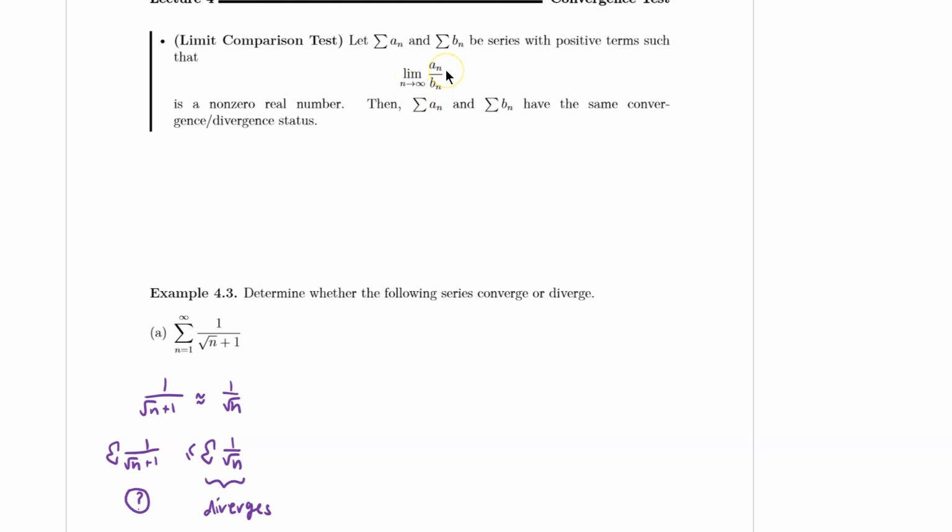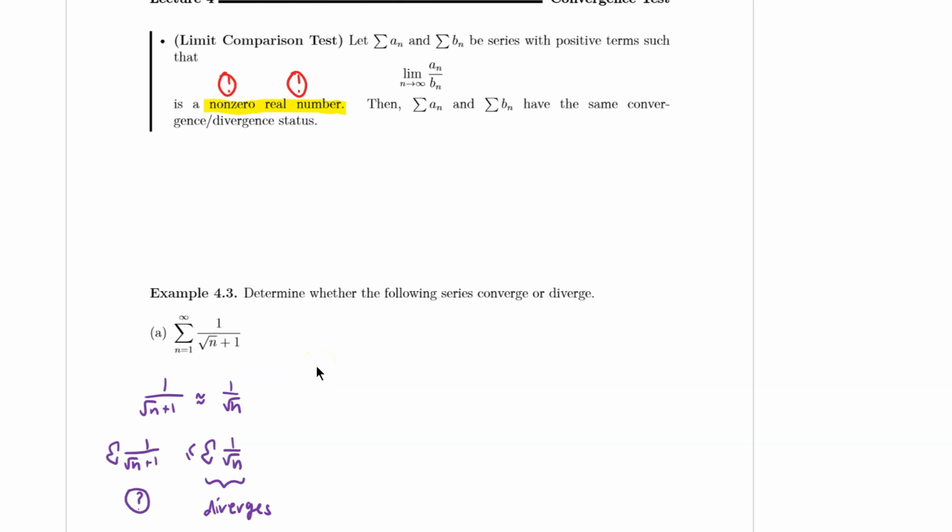If this limit turns out to be a non-zero real number, and this is important, it has to be non-zero, it cannot be zero, and it has to be a real number, it cannot be infinity or negative infinity. It can be any number. It can be 1, negative pi, 100, 1,000, whatever, as long as it's non-zero and it is a real number. Then the series an and bn will have the same convergence and divergence status. So if one of them diverges, the other one is also going to diverge. If one of them converges, then the other one is going to converge as well.